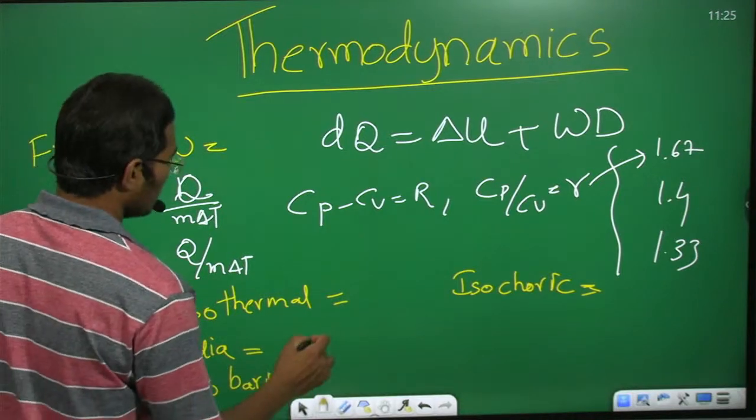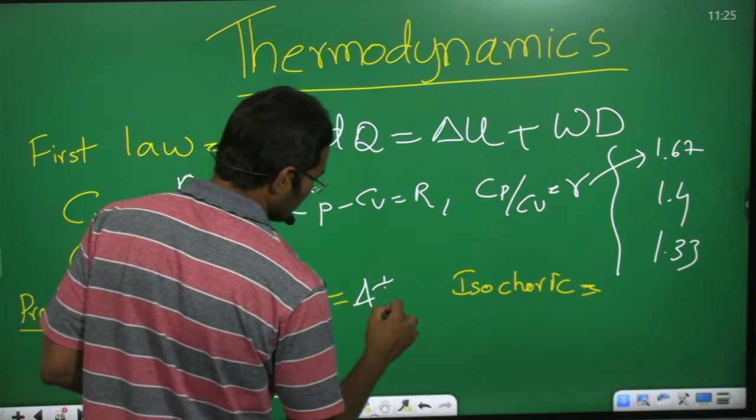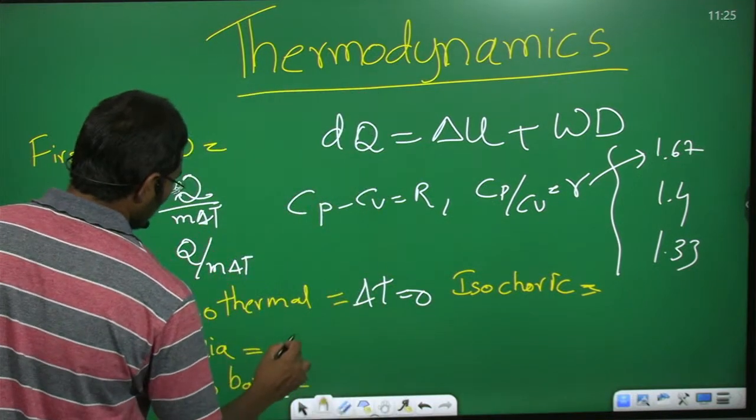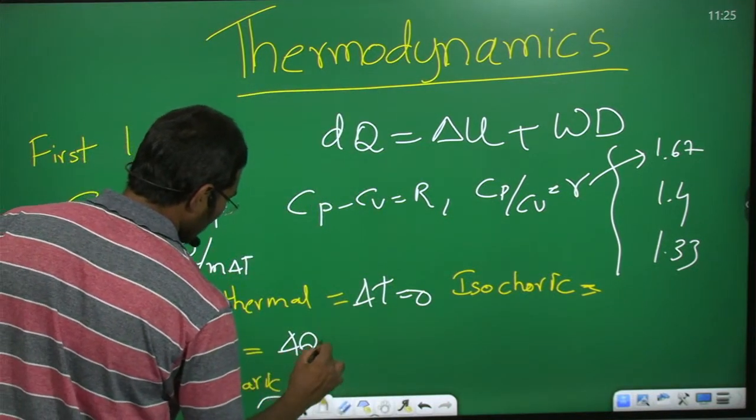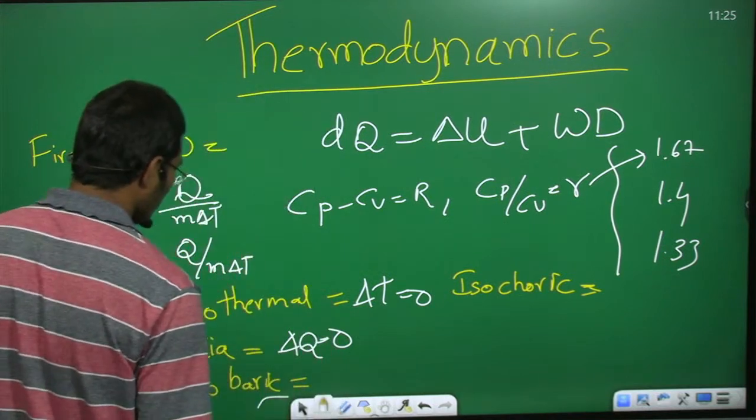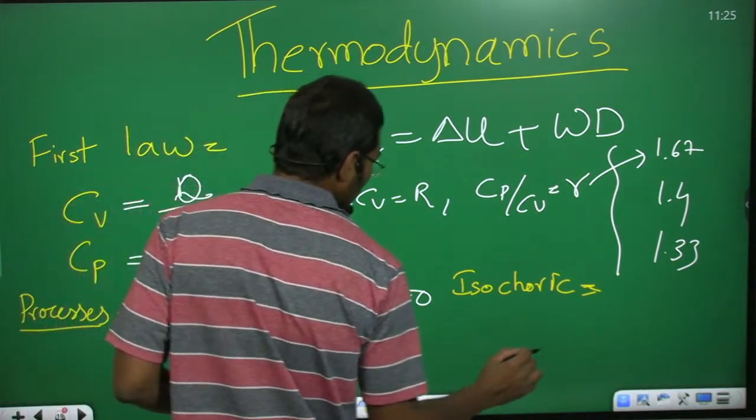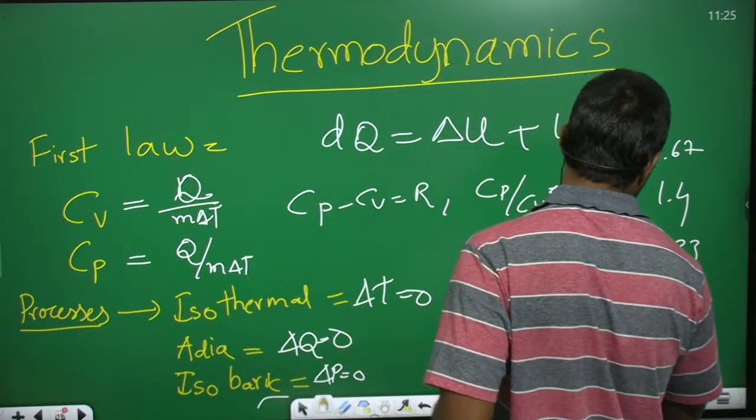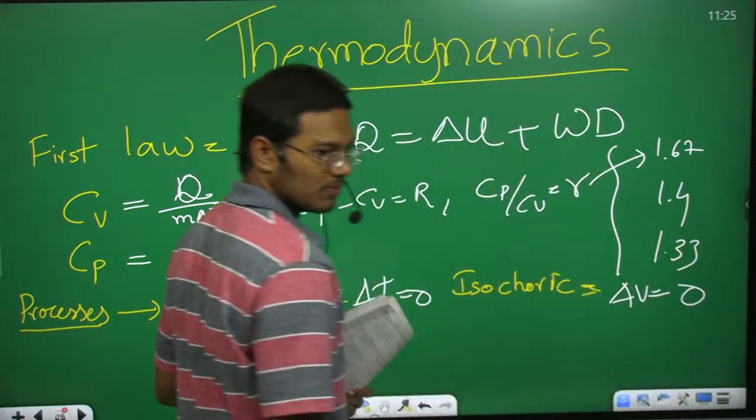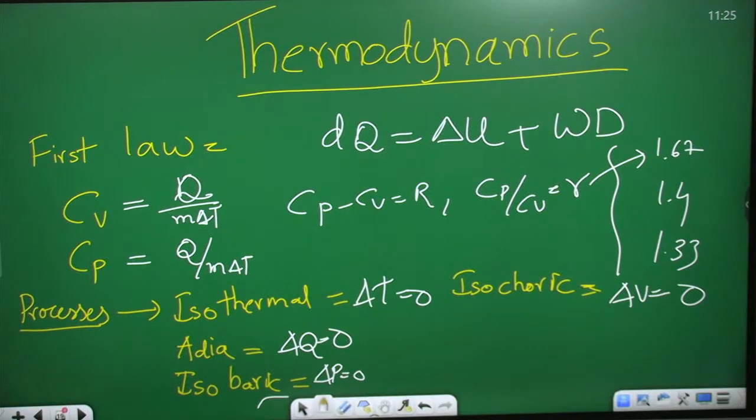So isothermal process: delta T is 0. Adiabatic: delta Q is 0. Isobaric: delta P is 0. Isochoric: delta V is 0. Okay, so these are the conditions.